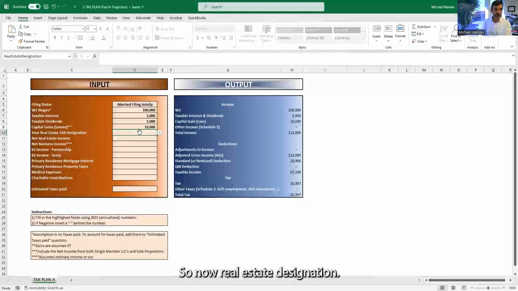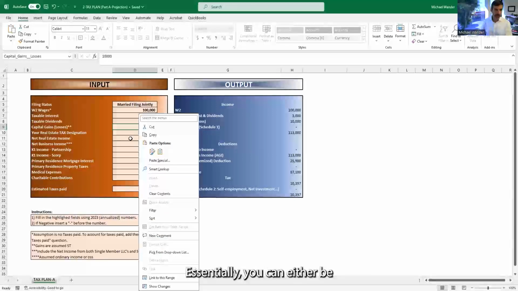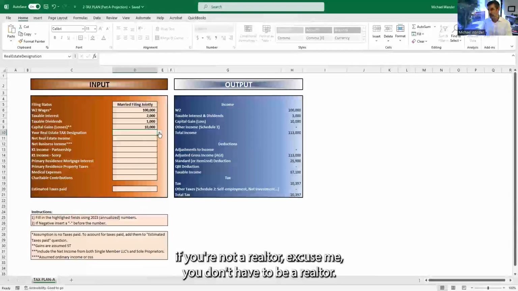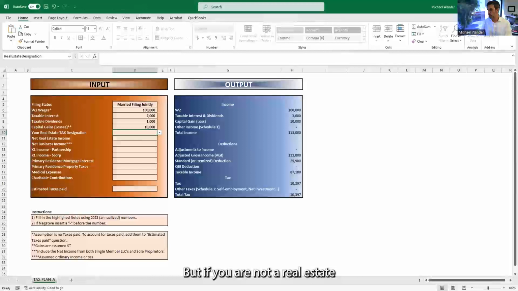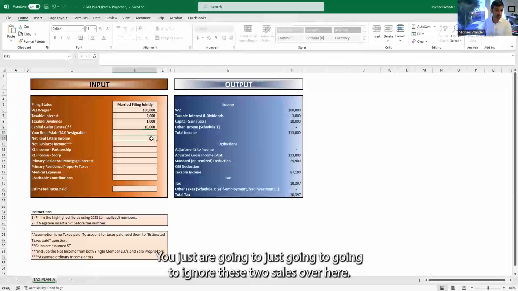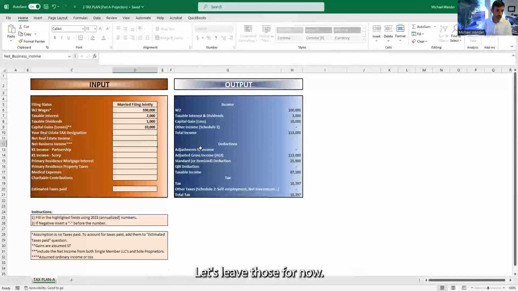Now the real estate designation, I'm going to leave that for a second. Essentially, you don't have to be a realtor, but if you are not a real estate professional for tax purposes, or if you don't have any real estate, you are just going to ignore these two cells over here. Right? Let's leave those for now.